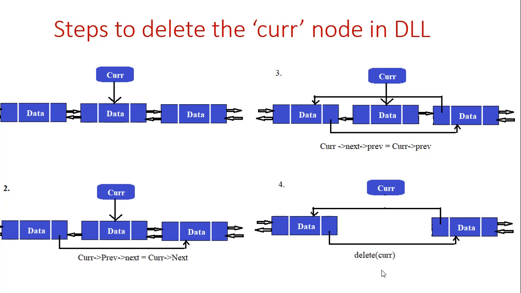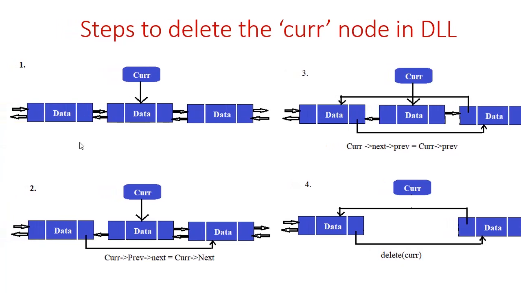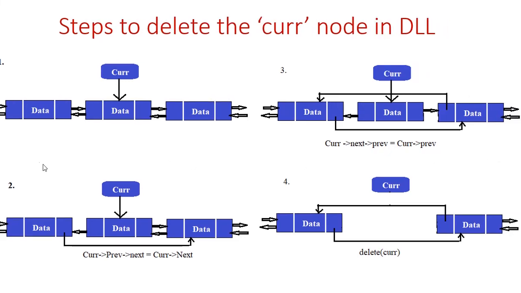So this diagram is very clearly depicting what is to be done. Here in the first step you can see the middle node which is referenced by the cur pointer. There is a node previous to it, and a node next to it. This is actually a circular doubly linked list, though I have not shown that.